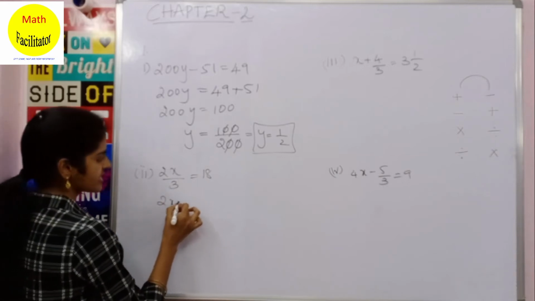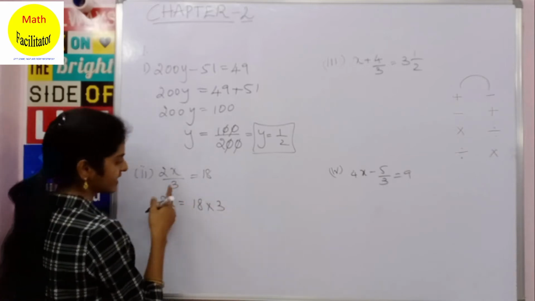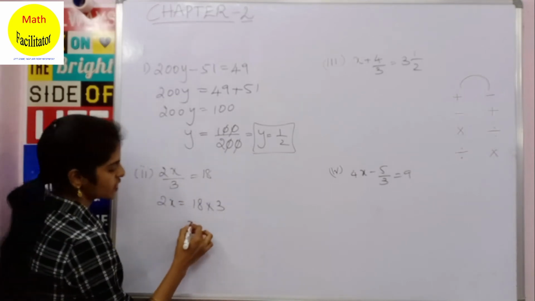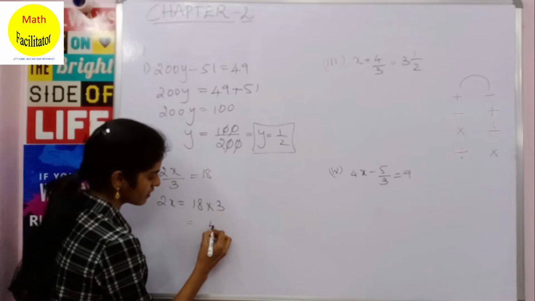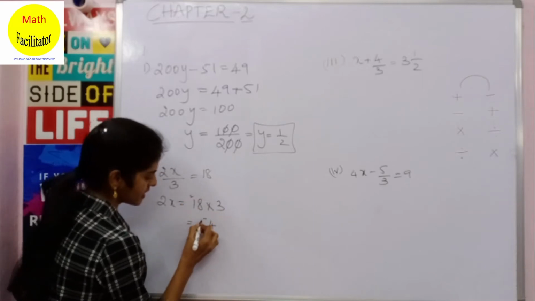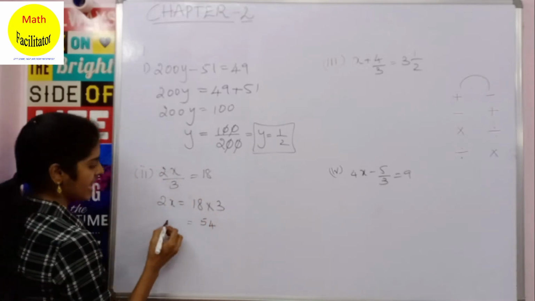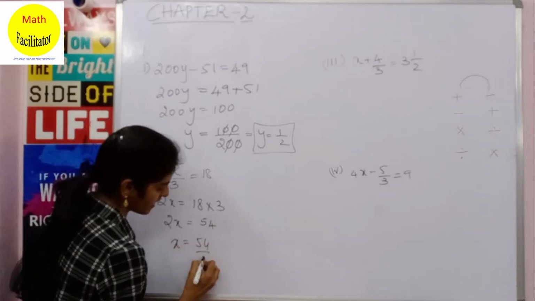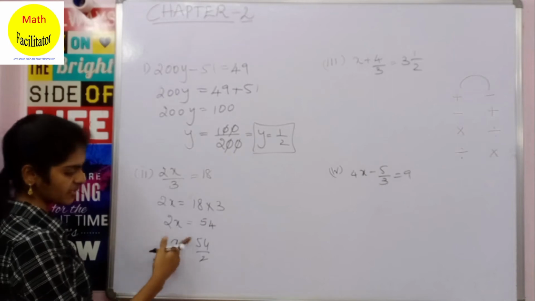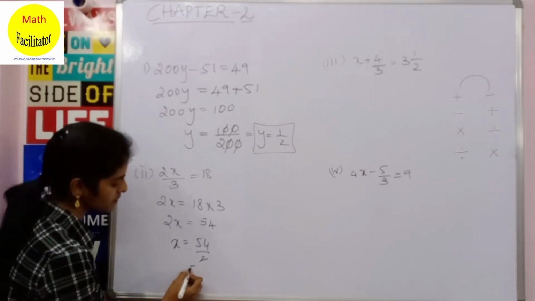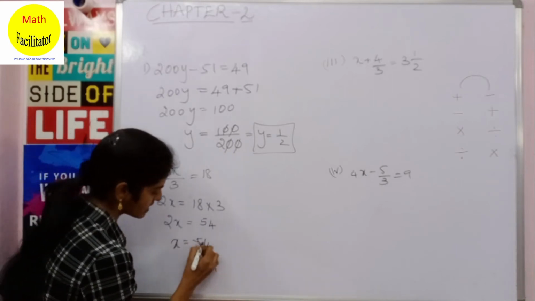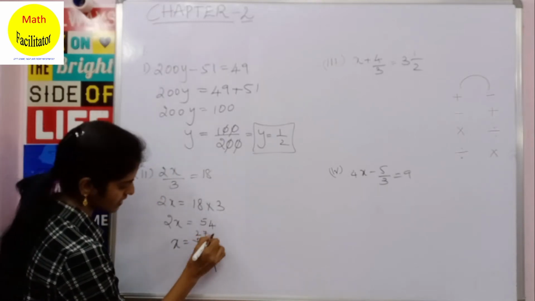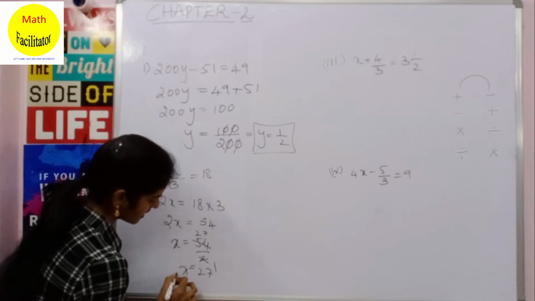So 2x equal to 18 into 3. Here 3 is in division. You will send it to the other side, so it becomes multiplication. So 18 into 3 is 54. Now this is nothing but 2x. Now what is x? X is nothing but 54 divided by 2. Since it is multiplication, if it goes to the other side, it becomes division. So 2 2s are 4, you have 1 remainder, so this is 14, now 2 7s are 14. So x is nothing but 27.